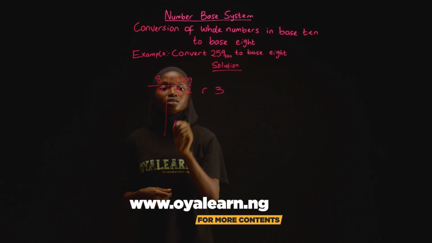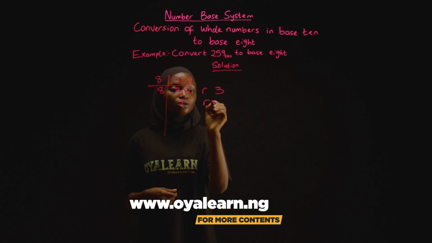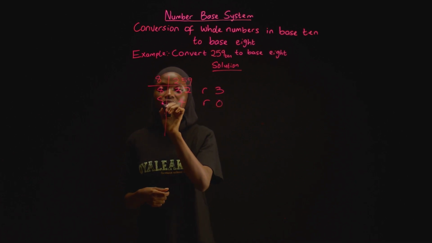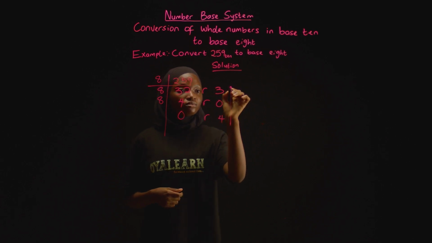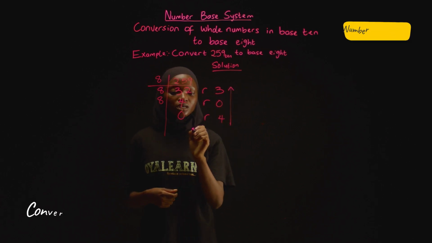Divide again by 8, you have 4. Remainder 0. But divide again by 8. 8 goes in 4, that's 0. Remainder 4. Then take the remainder upwards.